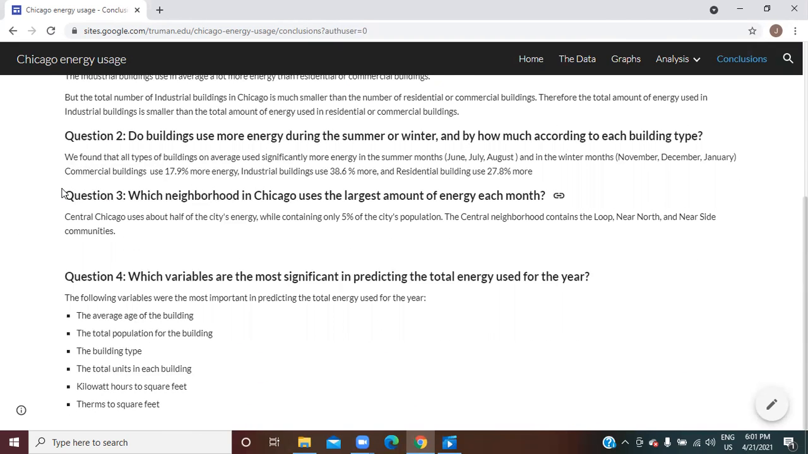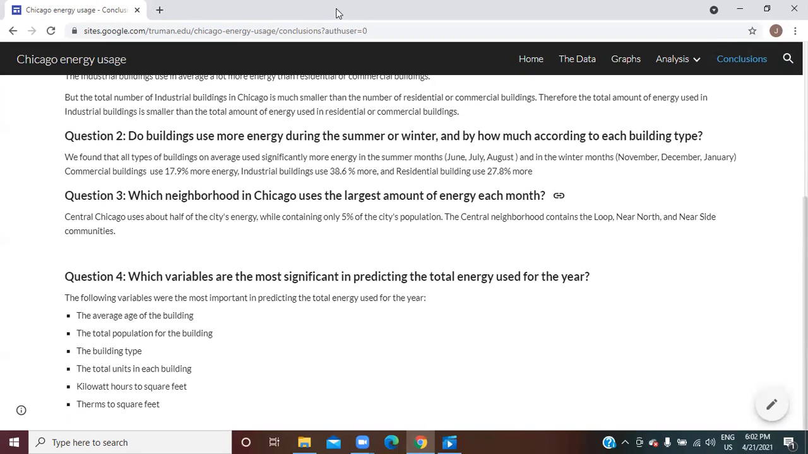All right, question 3, I can answer that one. As we mentioned before, this is asking which neighborhood in Chicago uses the largest amount of energy in each month. Central Chicago uses about half the entire city's energy, and that's downtown Chicago, the Loop, near North Side and near South. It's an incredible number when you take into account that it contains only 5% of the entire city's population. So it's neighborhood number 2, Central Chicago.